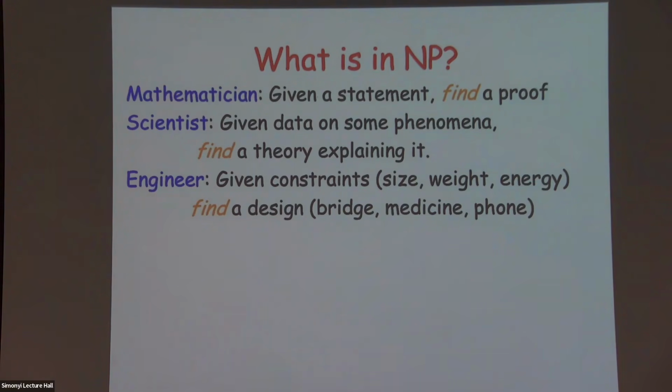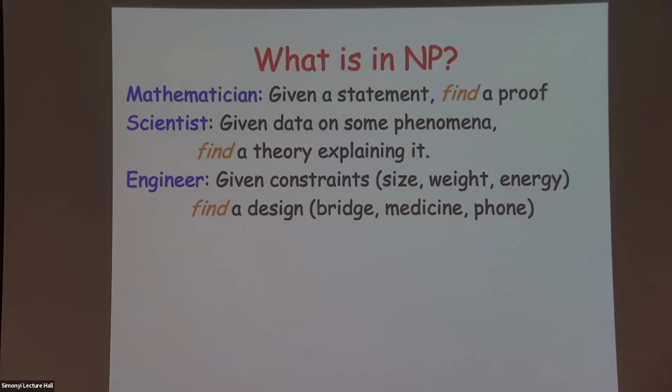What do scientists do? They get data on some phenomena and they want to have a theory explaining it. And what do engineers do? They have constraints on a bunch of resources and they want to design something within the specification, like a bridge or phone or whatever. I want to claim that in all these tasks, if you think about them, there are problems we certainly want to solve.